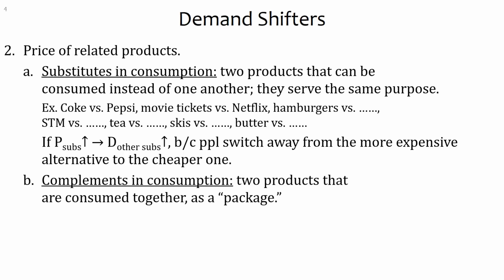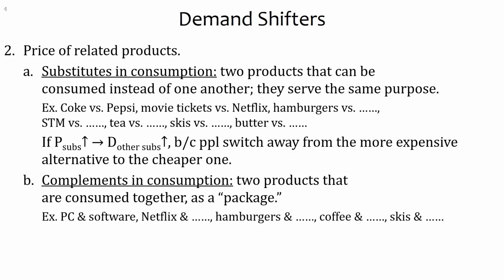The other type of related product is a complement, and complements are two products that are consumed together as a package. So think of PC and software. You need software to run your PC. Okay. Think of car and gas. Yeah. What's a complement for Netflix?